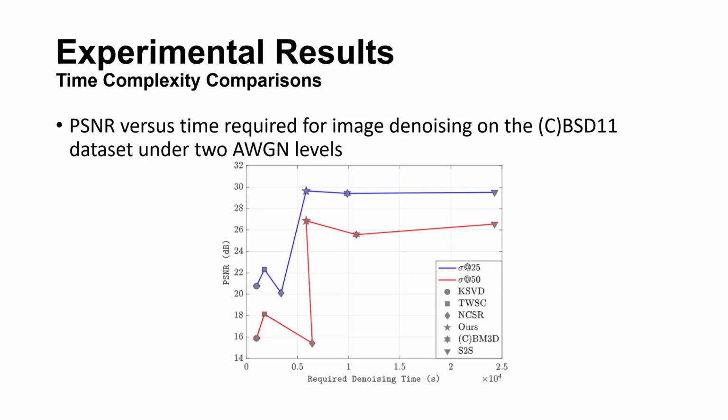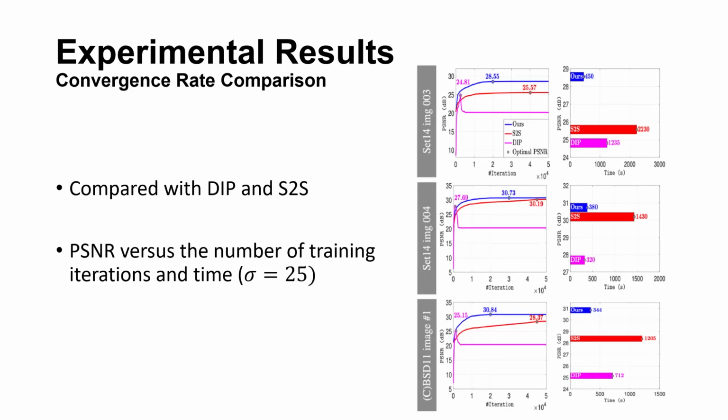As one of the objectives of this paper, we propose IdealNet for reducing the image denoising time. The figure here shows that our method requires the shortest time to denoise a total of 11 images in the CBSD11 dataset. So we also compared IdealNet with the pioneer single image denoiser DIP and the S2S.